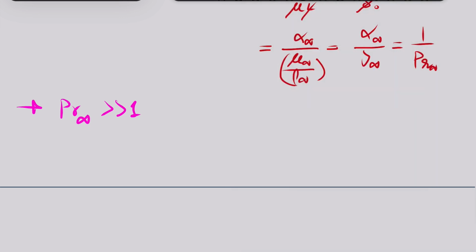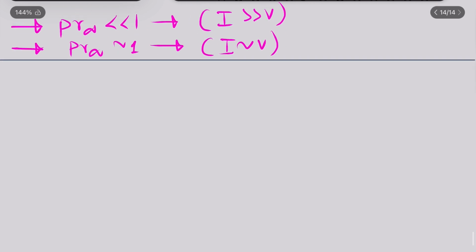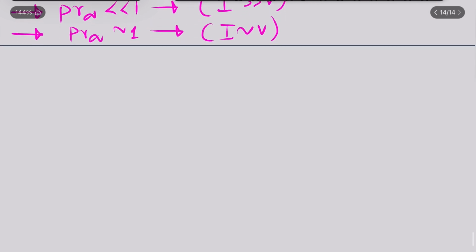So this clearly means that my inertia force is negligible compared to the viscous force. And in the opposite case, I will neglect the viscous forces, and if I have a fluid with Prandtl number at the infinity state or the reference state of the order of 1, then I have to take care of both the terms, inertia and viscous. Now let us take these cases one by one.